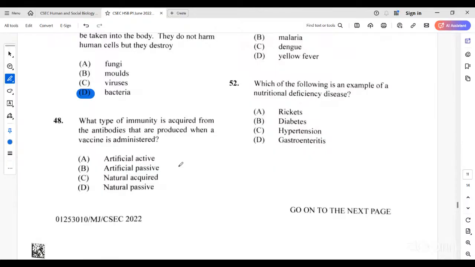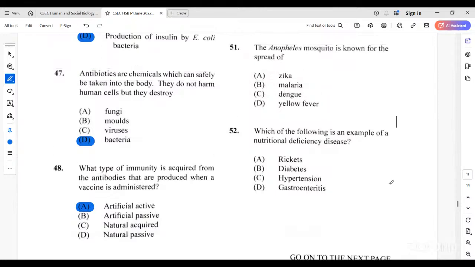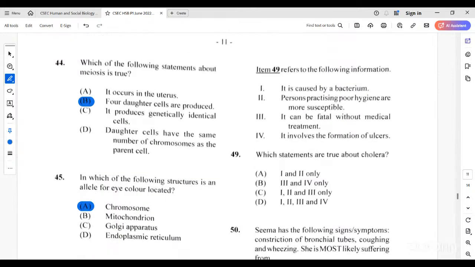48. What type of immunity is acquired from the antibodies that are produced when a vaccine is administered? Now, a vaccine means it's made by someone, and the someone obviously is man. Right? So it's man-made. The word for man-made is artificial, right? You get the vaccine and antibodies are produced. So it means the body is going to take a role in producing those antibodies. So the body has a part to play. So we are looking for two words, artificial and active. And the one that is given artificial and active is A. All right.